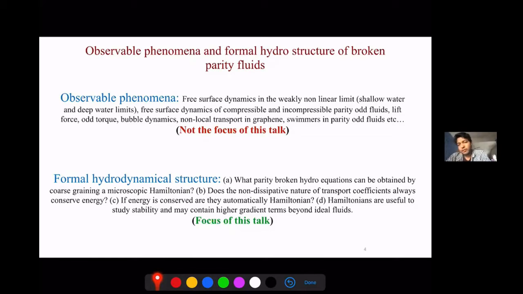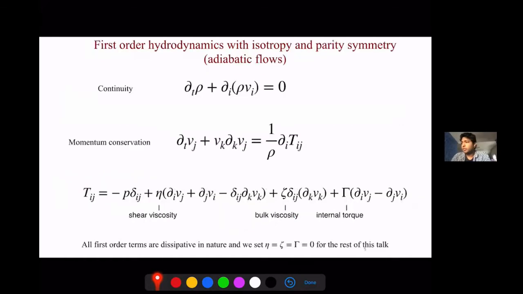So before diving into the setup, let me review the hydrodynamical equations that I will be focusing on. Before introducing parity breaking, let's first consider first order hydrodynamics with isotropy and parity symmetry. And I will be focusing on adiabatic flows for the rest of my talk.